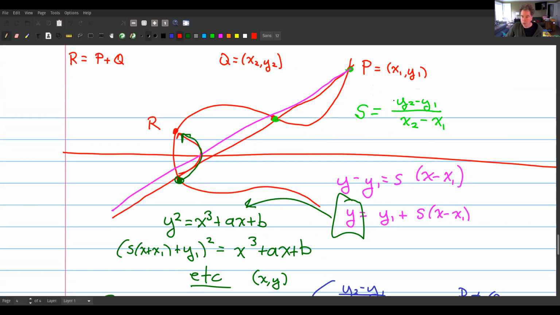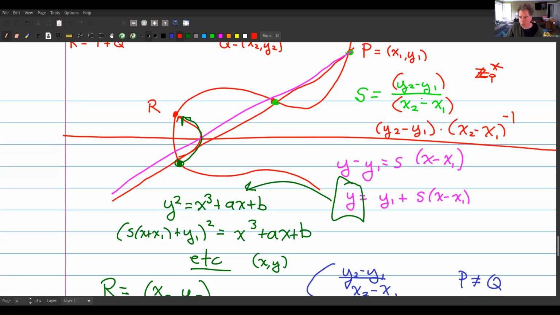So, what did I do? I computed this thing. So can you divide in ZP star? So this is division. You can't exactly divide, but you can take inverses. So I could do y2 minus y1 times the inverse of x2 minus x1. There's no reason I can't do that. So now you're imagining that y and x and everything, they're all integers in ZP star. This would be perfectly fine. So I just change all of these divisions into multiplications by the inverse.